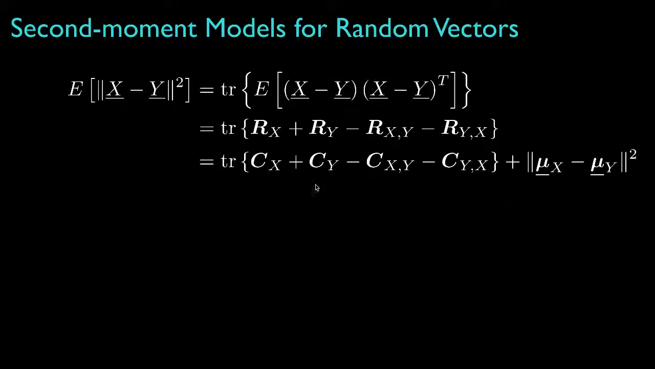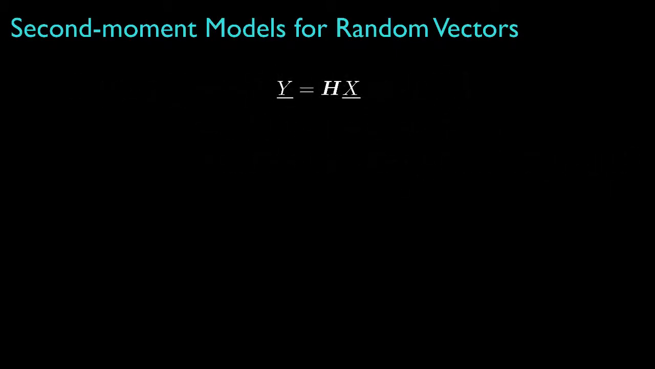And so the mean square error between two random vectors would be the squared error between their means, plus the trace of the two covariance matrices, minus the trace of the two cross covariance matrices.